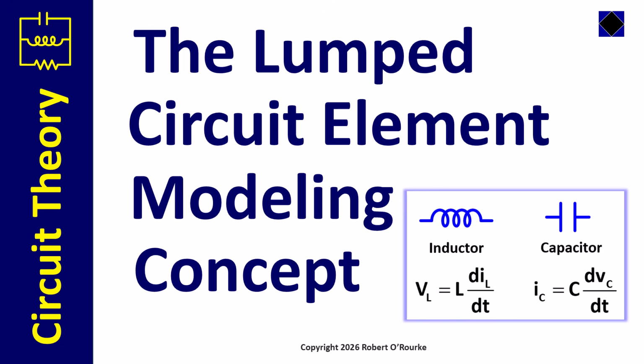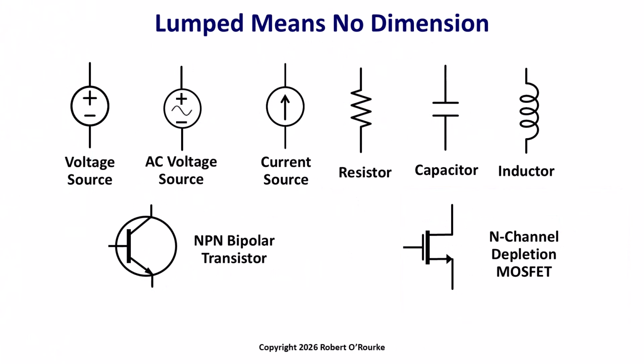Welcome. This video focuses on modeling assumptions and concepts built into ideal lumped circuit element models, including resistors, inductors, and capacitors. The main meaning of lumped is no dimension, that is, no physical size at all. Each of the lumped circuit elements that the schematic symbols on this slide represent have no physical dimension in lumped element circuit analysis.